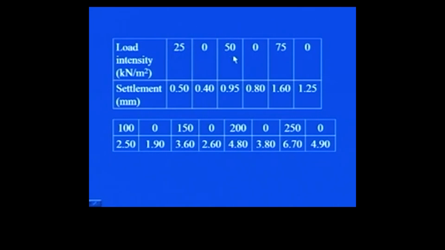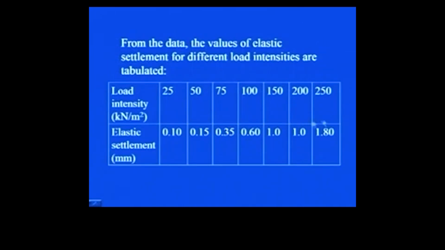However, in case of 50 kilonewton per meter square, the settlement is 0.95 millimeter, and when it has been brought down to 0, the corresponding settlement is 0.85. So here the recovery is 0.10, that is 0.95 minus 0.85. Correspondingly, you can find for each loading cycle and tabulate them in this manner.